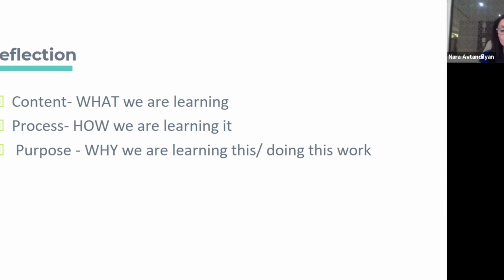As John Dewey wrote, we don't learn from experience, we learn from reflecting on experience. As you plan reflection for your project, consider asking students to reflect for 3 different purposes: content, what we are learning; process, how we are learning it; purpose, why we are learning this or doing this.